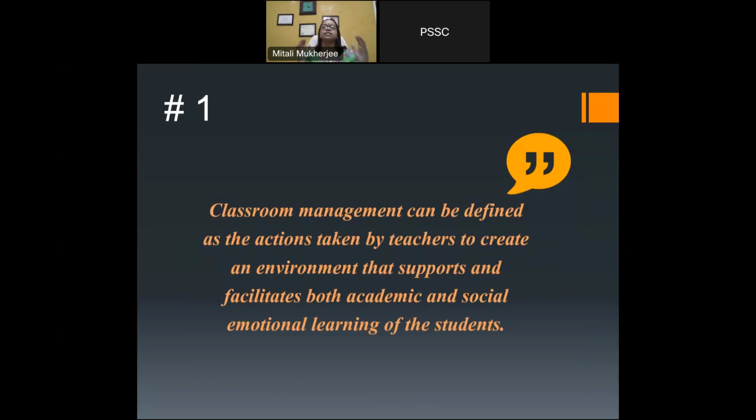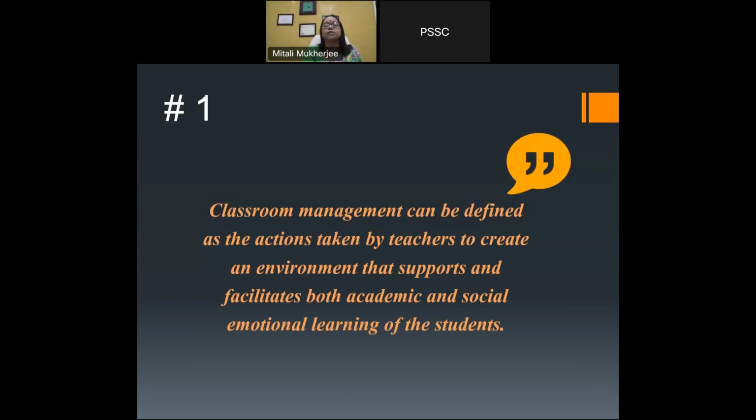So now let's start with the trends, because the topic of today's session is latest trends in classroom teaching. So the trend number one, the first trend that I would like to give you is that manage your classroom. If your classroom is a well-managed place, then you can create an environment which will support and facilitate academic as well as social emotional learning in the class.